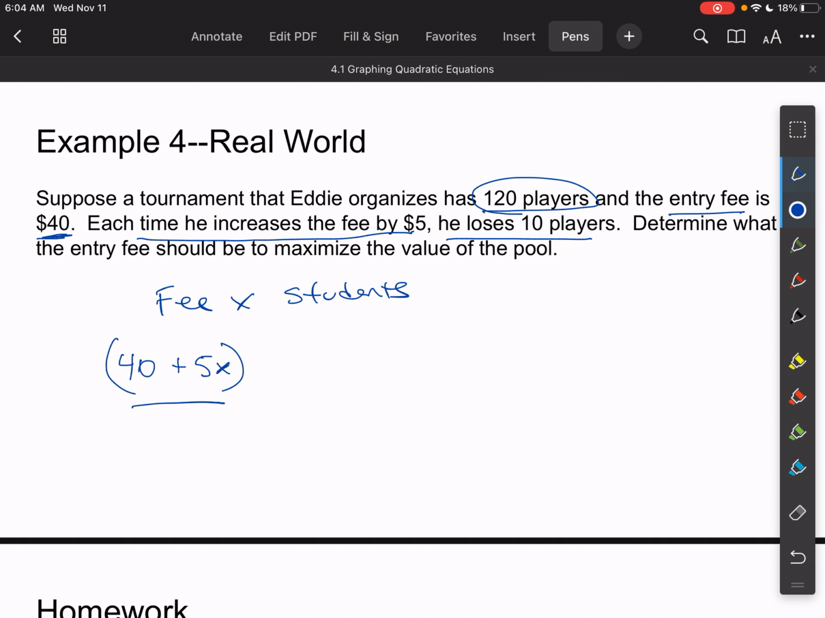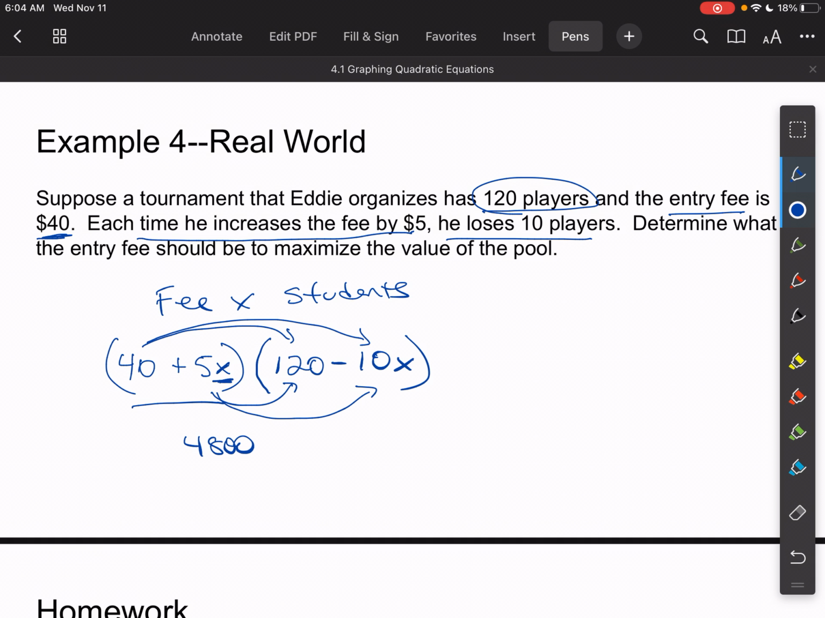Now let's figure out the students. So I know that we're going to multiply that fee by the number of students. We start with 120, but then we lose 10 for every x amount of times that he raises that fee. Okay? So if we think about that in those terms, it's a little easier to set up. Now, they want you to turn this into a quadratic. So we're going to just multiply this thing out. Okay, so if I FOIL this out, remember FOIL: first, outside, inside, last. If we do that, we get 4,800 minus 400x.